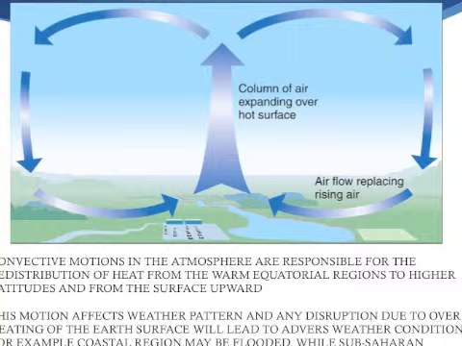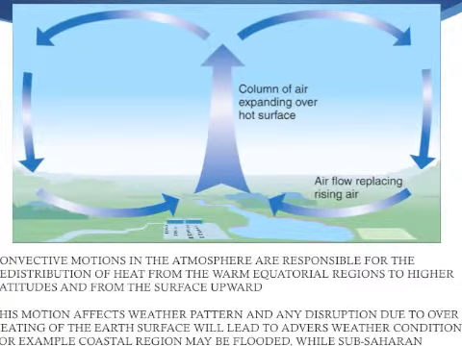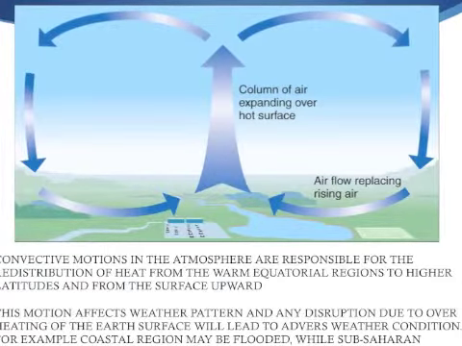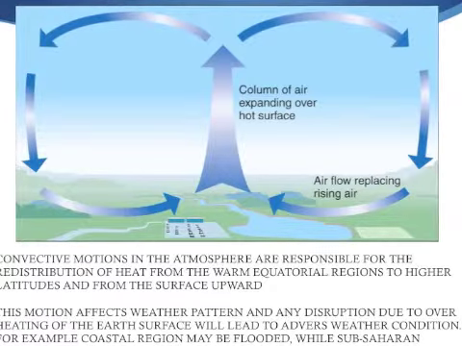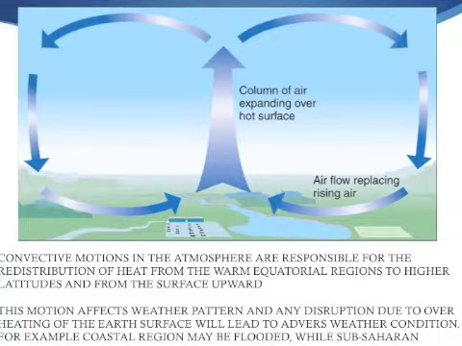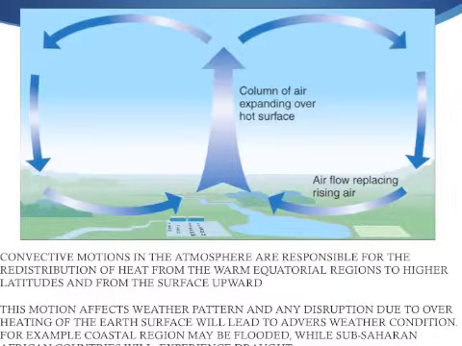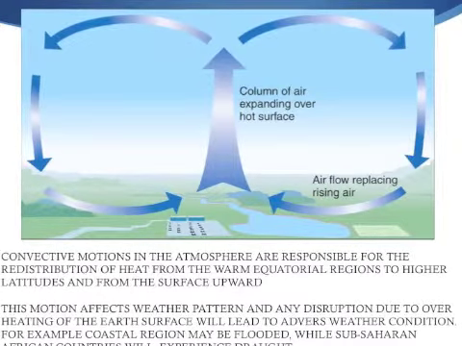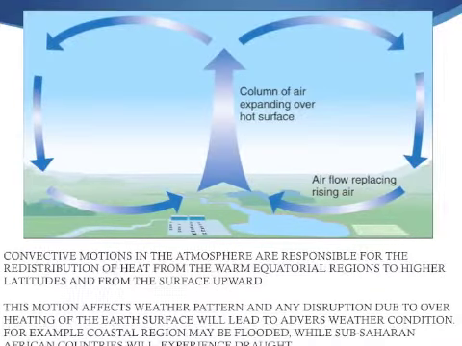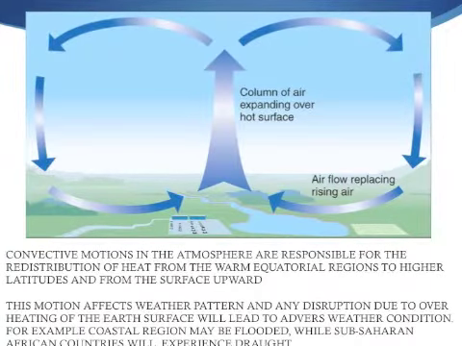So how this works is this. There's what we call convective motions in the atmosphere. What it does is that it is responsible for the distribution of heat from the warm equatorial regions to higher latitude and from the surface upward. And this motion affects weather pattern, and any disruption due to overheating of the surface of the earth will lead to adverse weather condition. For example, coastal regions may be flooded, while sub-Saharan African countries will be experiencing drought.